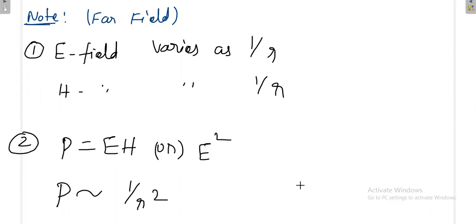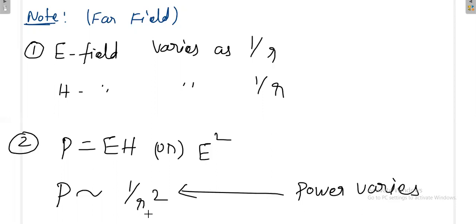So electric field always varies in the 1 by r manner. Power varies in the manner of 1 by r square.